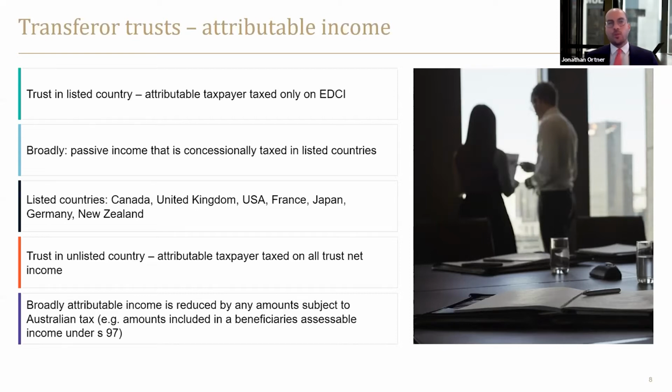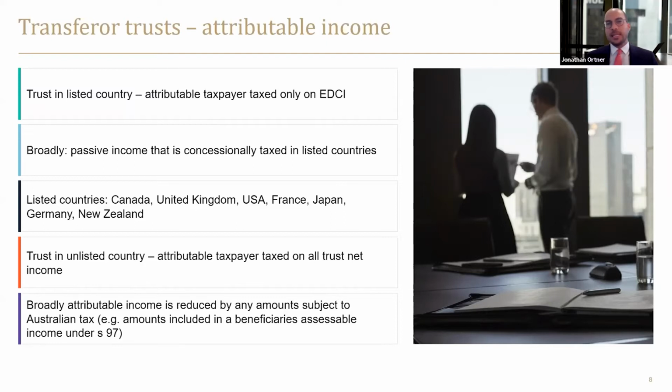But the transfer of trust rules do provide for other specific modifications in relation to capital gains, for example, and enabling a deduction for foreign tax to be paid. Further, the amount of the attributable income of a non-resident trust will vary depending on whether it is listed or not.